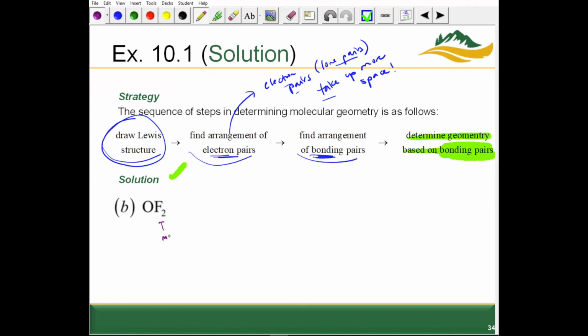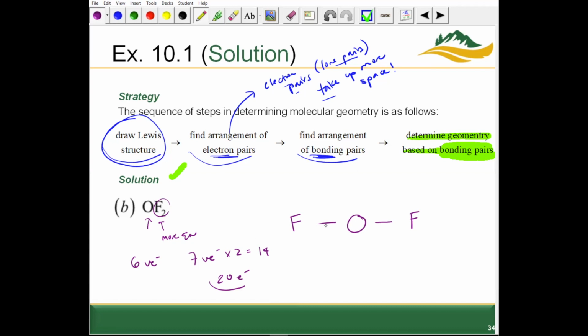Fluorine is definitely more electronegative than oxygen. Oxygen has 6 valence electrons. Our fluorine is a halogen, has 7 valence electrons times 2. In total, we have 20 electrons to work with, and we need to put the least electronegative atom in the middle. Then we just draw a skeleton with single bonds between the central atom and then the 2 fluorines.